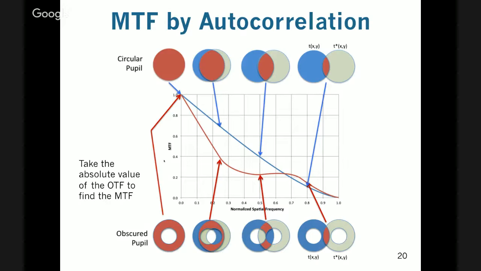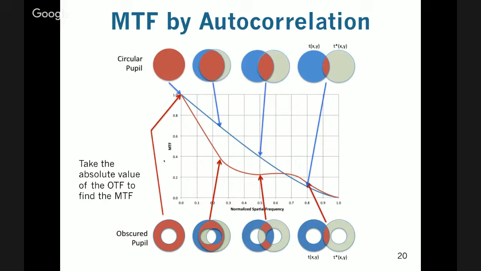Then we slide the pupil function apart a little bit, find the area again. I'm on the top, second from the left. That red area shows what we get at that spatial frequency. We slide it further apart, and you can see the area goes down, and at the end, finally the two circles separate, and we go to 0 at a normalized spatial frequency of 1.